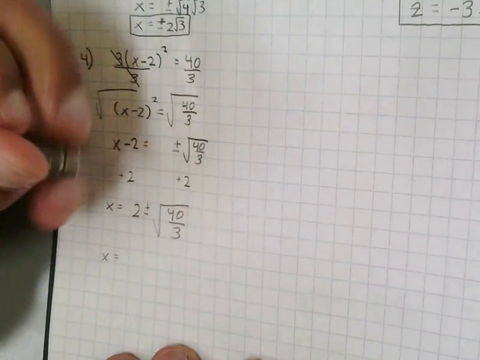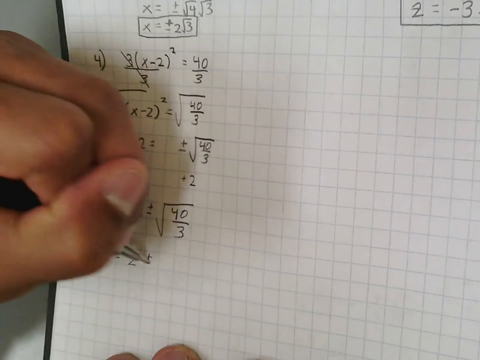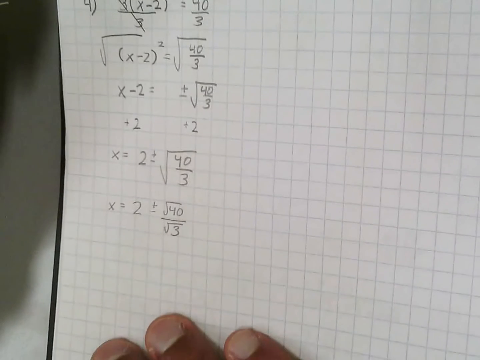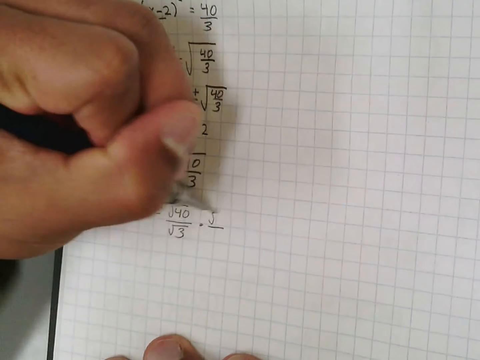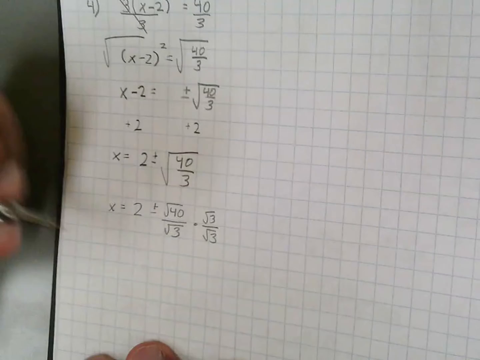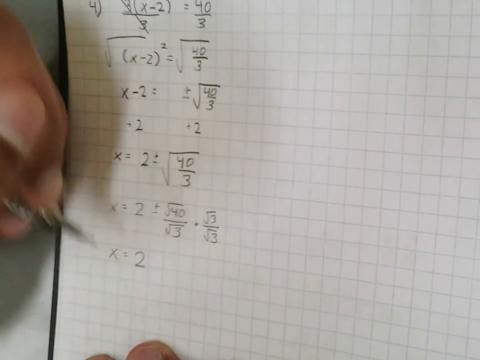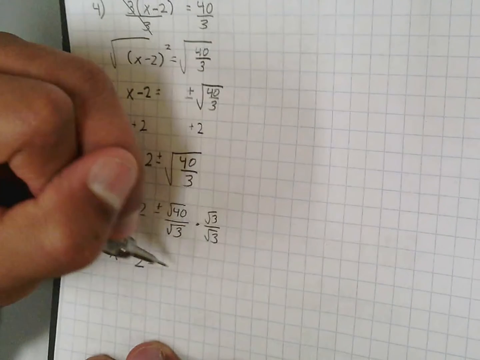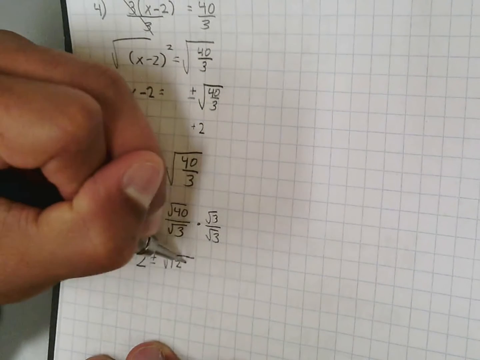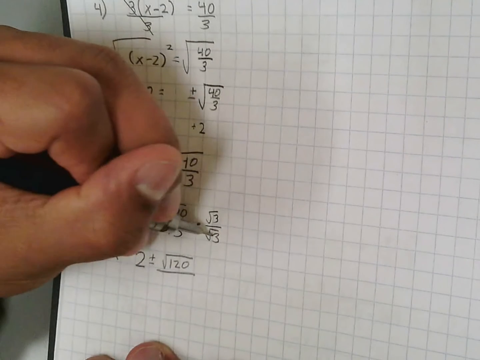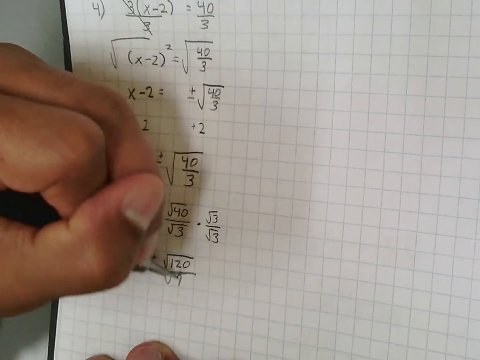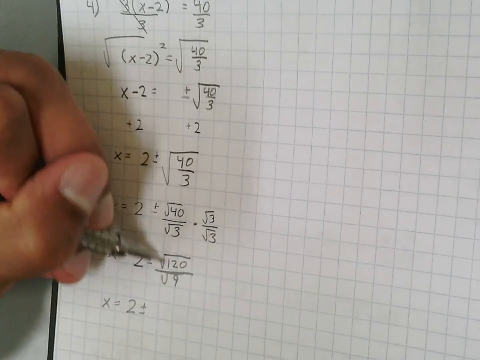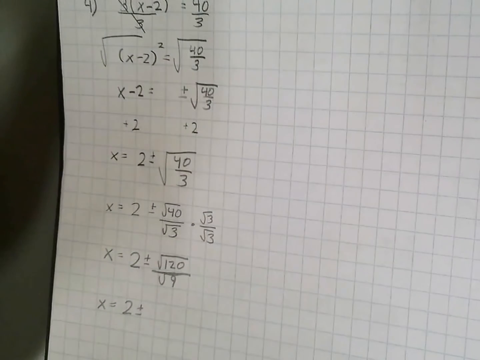So this is x equals 2 plus or minus the square root of 40 over the square root of 3. And so I multiply by square root of 3 over square root of 3. We learned this in a previous video. So x is 2 plus or minus the square root of 40 times 3, which is 120, over square root of 3 times the square root of 3, which is the square root of 9. So x equals 2 plus or minus, okay, the square root of 120, I can simplify that.